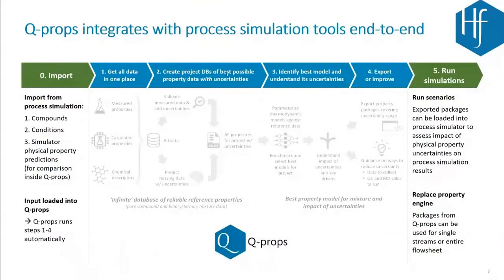Now, we always build QProps with process simulation in mind. You can start from a process simulation knowing your compounds and conditions. Then we run a workflow which is really about making sure you put your best foot forward. We get all of the data in one place. We create a project database containing the best possible property data, whether that's experimental data that has been measured or predicted data. We now have a set of properties that we believe we will be designing our models on top of.